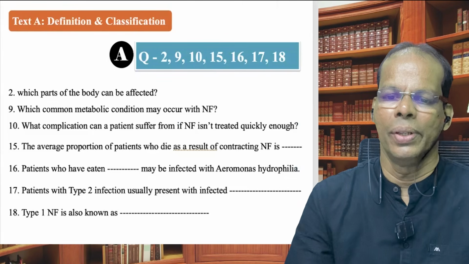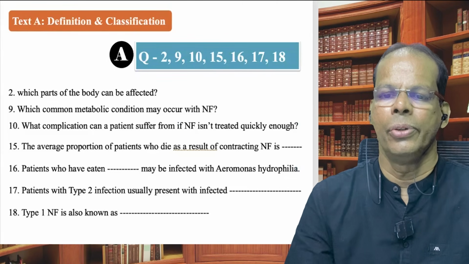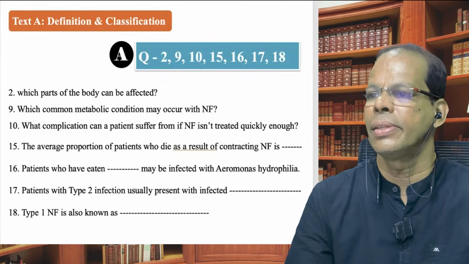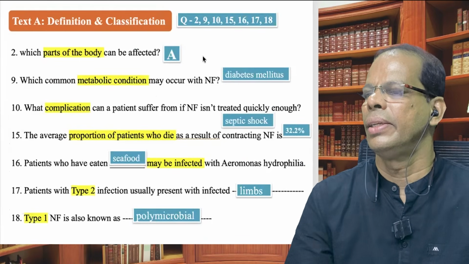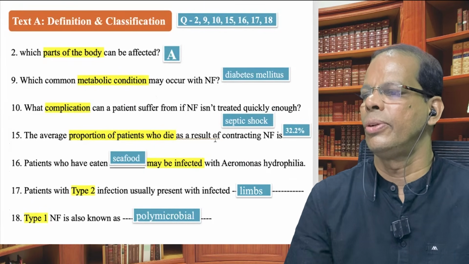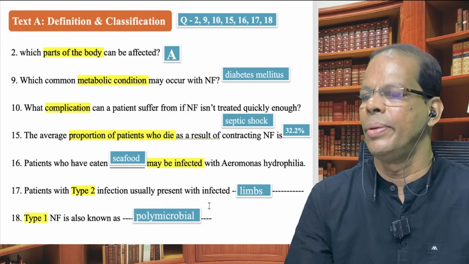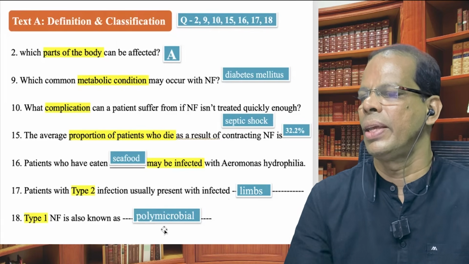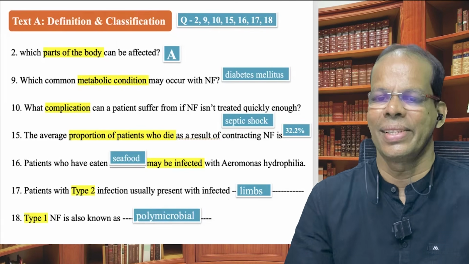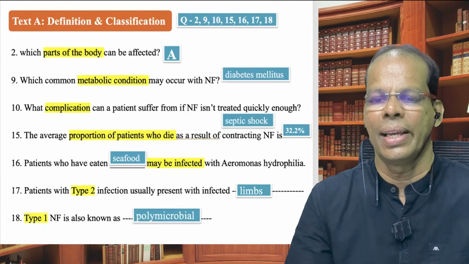Now we'll go to the second one. I just wanted to give you an idea about it. Yes. So these are the answers. Which part of the body is given in the diabetes mellitus. Then complication, septic shock. Then proportion of patients who die, 32.2%. Seafood may be infected, eaten seafood. Type 2 infection usually present with infected limbs. Type 1 NF is also known as polymicrobial. That's it. So let's go to text 2.